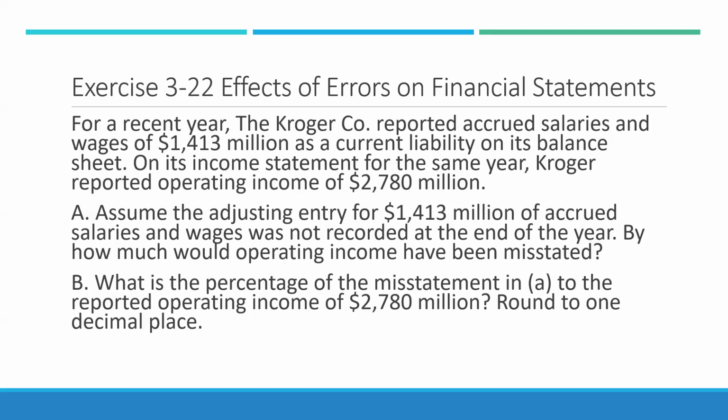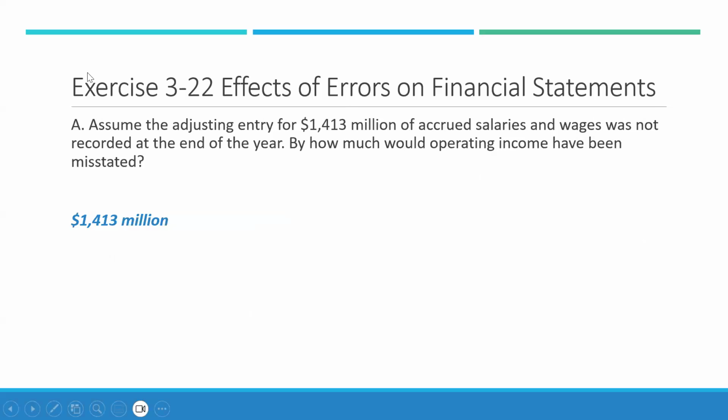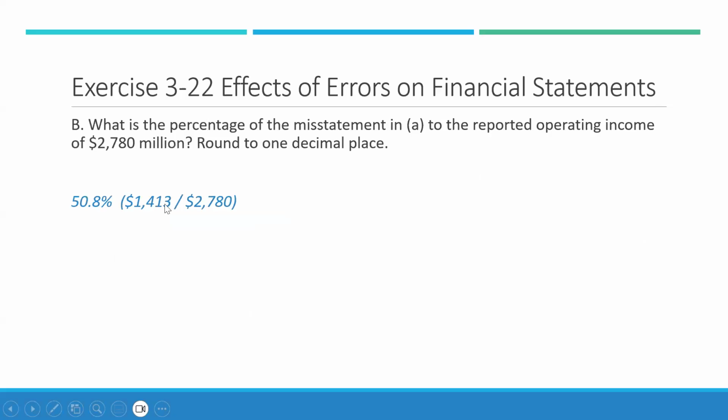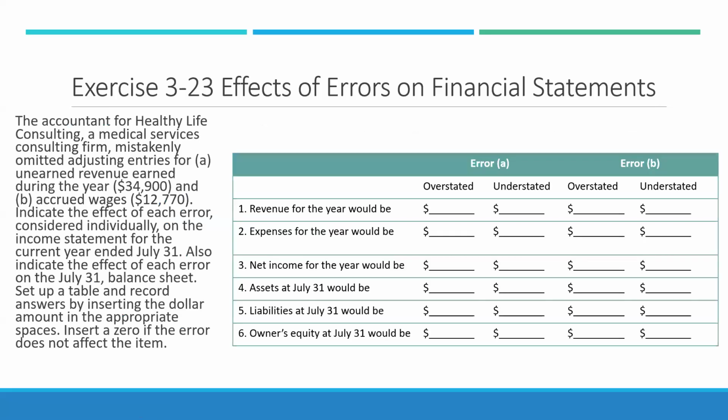What is the percentage of the misstatement in A to the reported operating income? So you could just take the 1,413, divide that by the 2,780 million. That would have been an error of 50.8%. That's pretty big, isn't it? Is this making sense, guys?